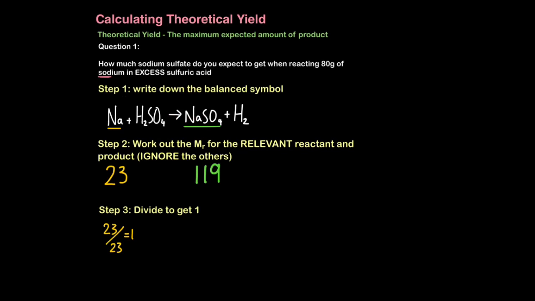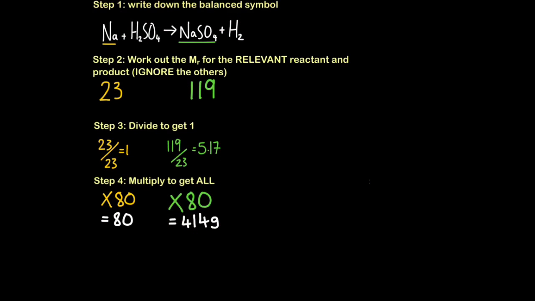And because this is an equation, I have to do the same to this side. So I must divide this by 23. So if I do 119 divided by 23, I get 5.17. In other words, if I have 1 unit of sodium now, I know I'll get 5.17 units of sodium sulfate. But what if I have 80? Well, now it's easy. Now that I've got 1, all I have to do is multiply by 80 on both sides to scale it up to 80 grams. So you multiply this figure by 80, so this is now 80, but you do the same to the other side. You scale it up to 80, and that gives you 414 grams. So 80 grams of sodium will give you 414 grams of sodium sulfate.